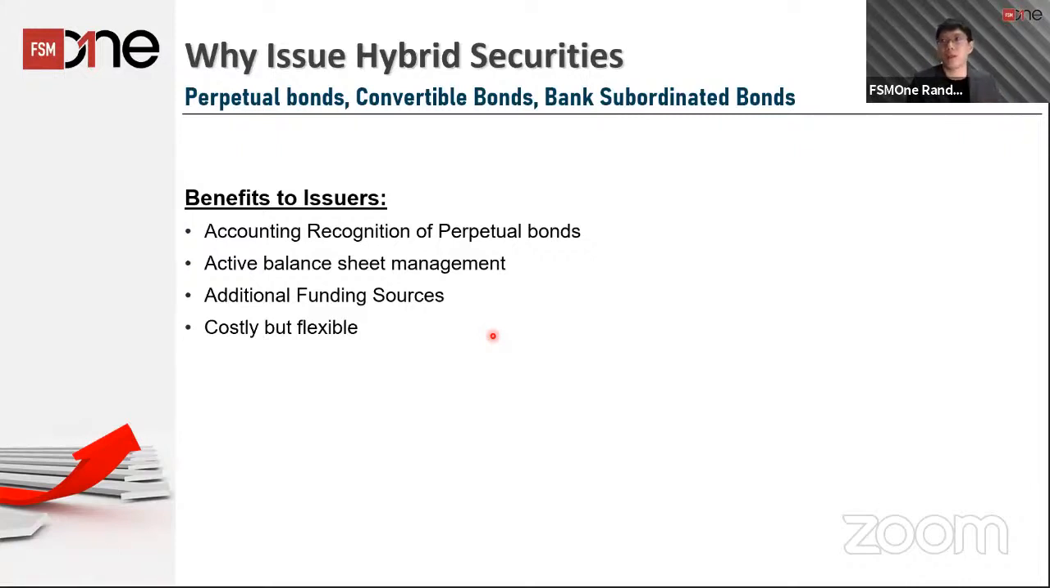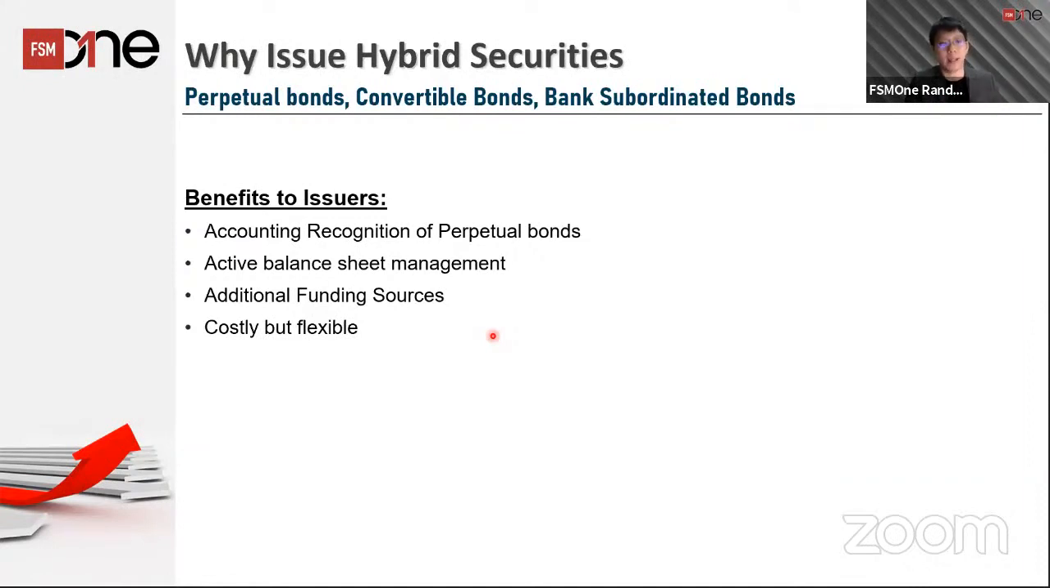Meaning, if let's say this issuer has a financial covenant to maintain the debt to equity ratio at not more than, let's say, 100%, but they want to borrow more, they can issue a perpetual bond. In that case, they are not increasing the debt portion, so their debt to equity ratio is not getting worse. So they can actively manage the balance sheet and the financial ratio.